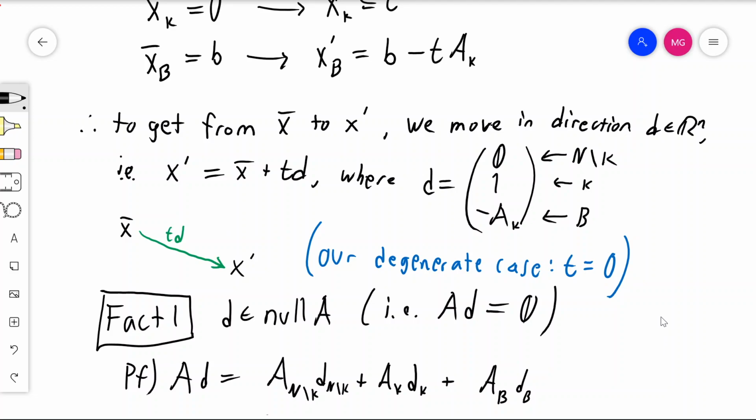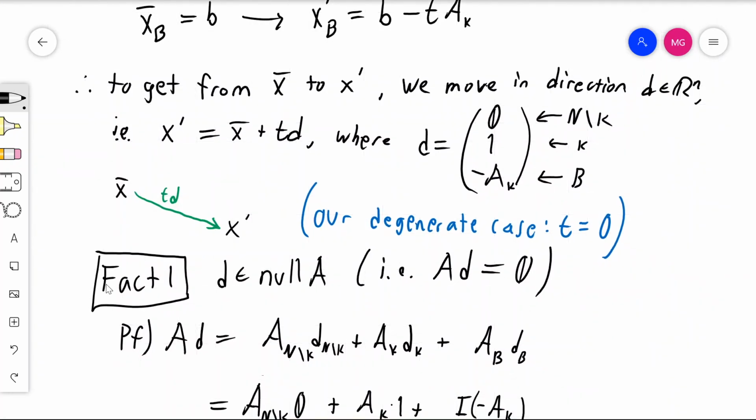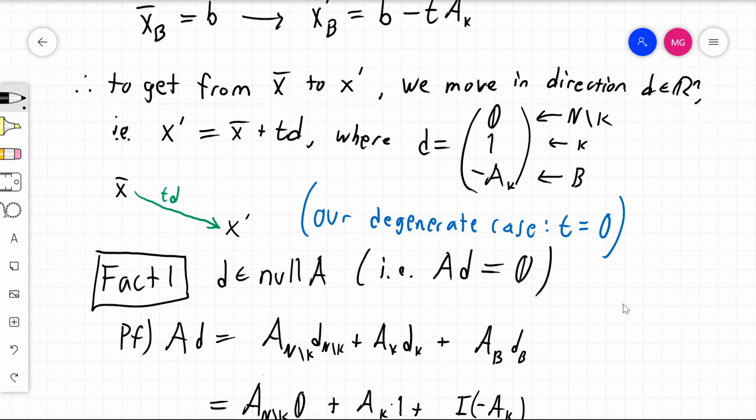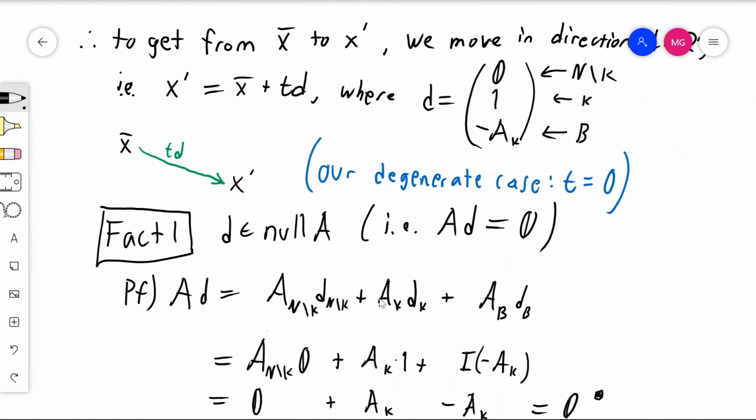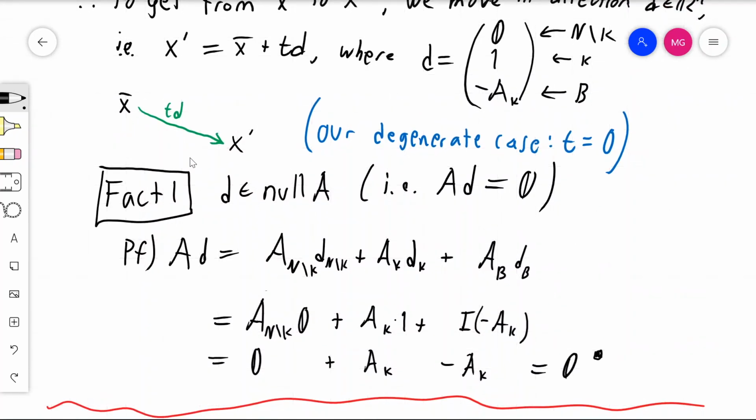And so if you know what a good direction is, this fact won't surprise you, which is that d is in the null space of the matrix A. So that's the first fact that we're going to use here. In other words, A times d is 0. We can figure this fact out independently or not. That's part of what it means to be a good direction, but we can just show it independently here.